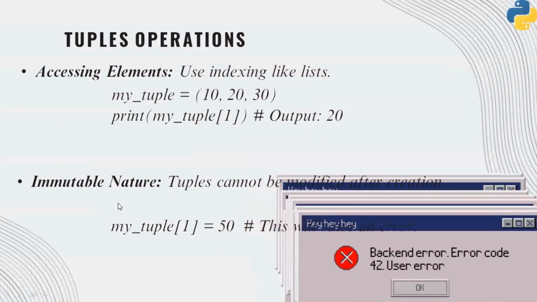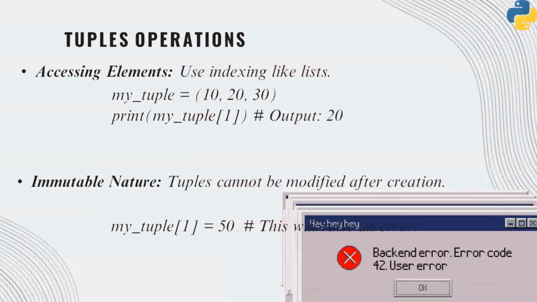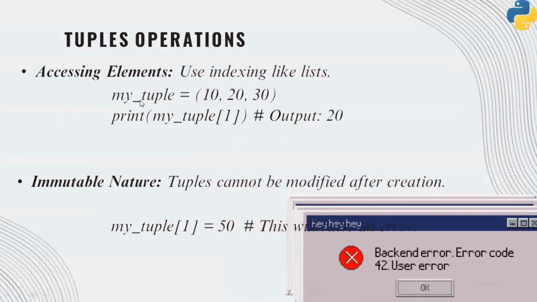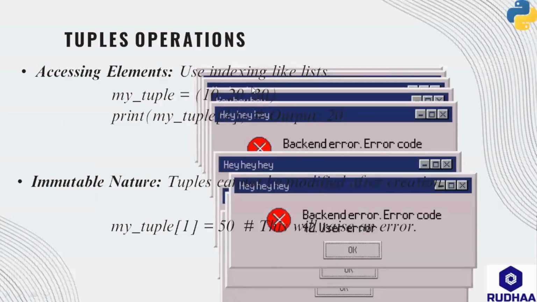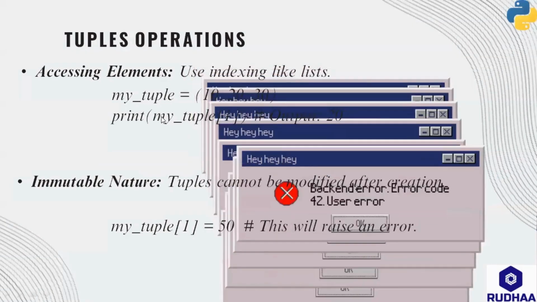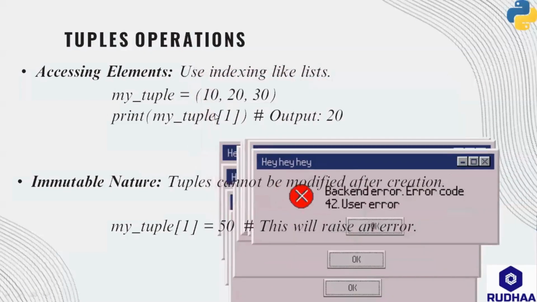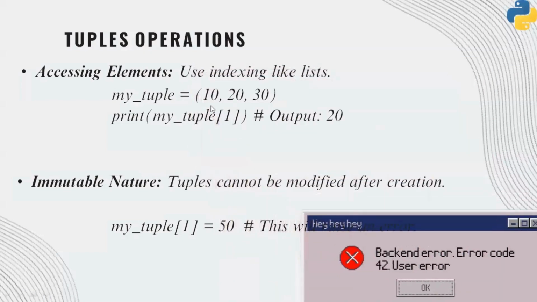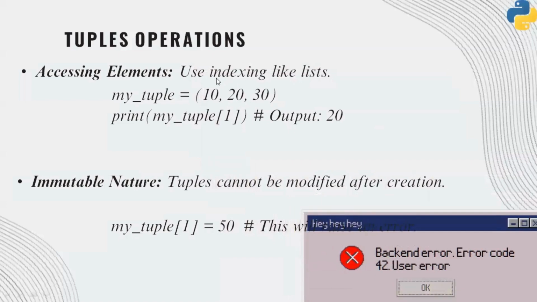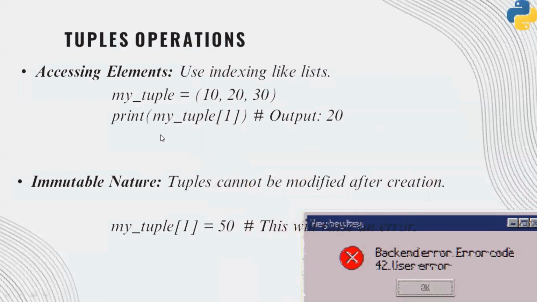Since we cannot change any data in a tuple, we have only one operation, that is accessing the elements. Accessing is like my_tuple equals 10, 20, 30. You can access as in a list: give the tuple name followed by an index, and it will print the value present at that index. So print of my_tuple of 1: at index 1 the element is 20, so that will be given as the output. This is how to access an element in a tuple.